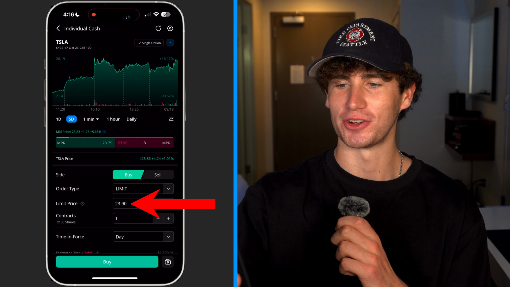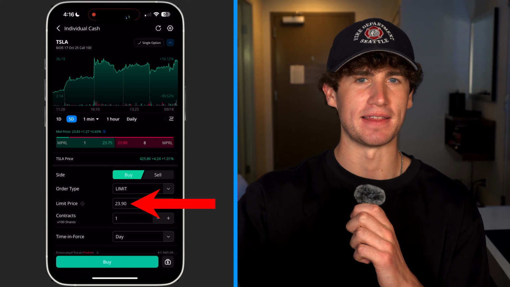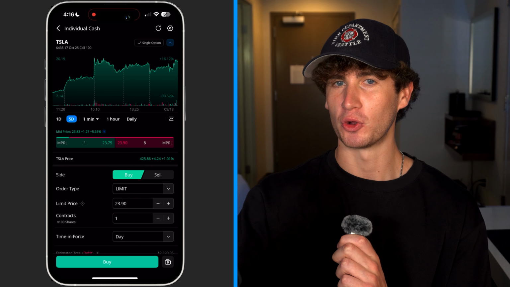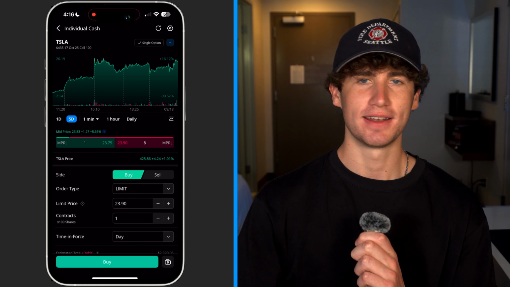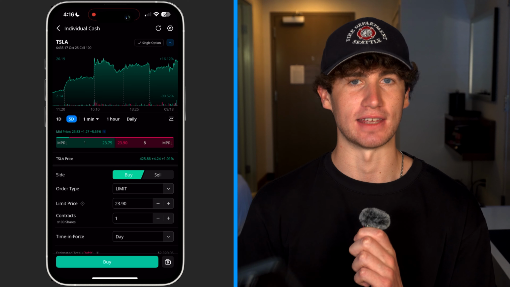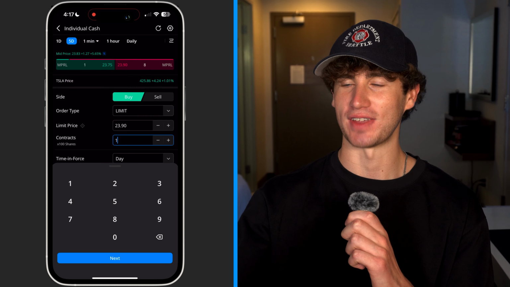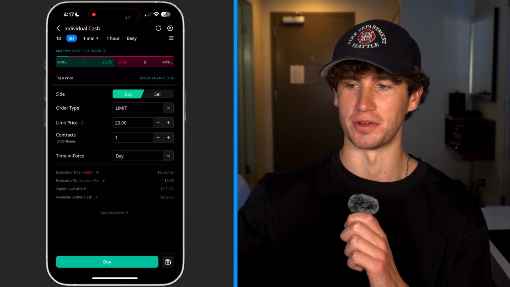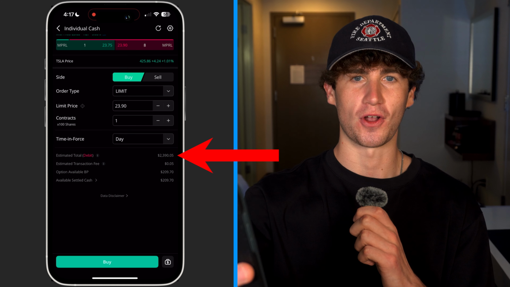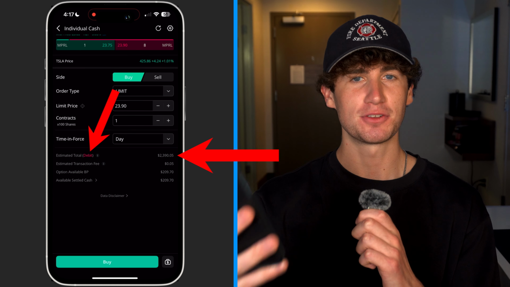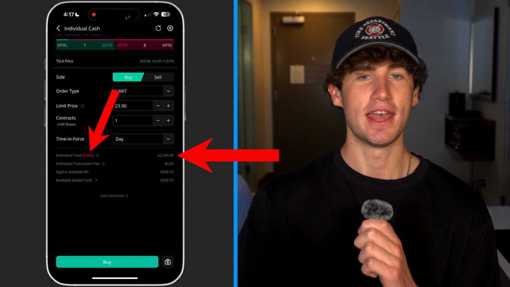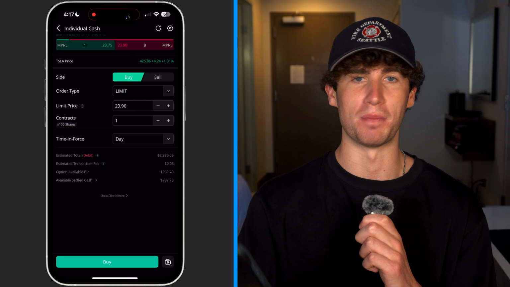Now, $23.90 seems cheap to buy this option, but we actually need to multiply this number by 100 to get the actual cost, because each option contract represents 100 shares. In the next box, enter the number of contracts you want to buy. At the bottom, you'll see the order cost in the form of a debit. This means the money is leaving our account, and this is the total we're paying to buy this option.